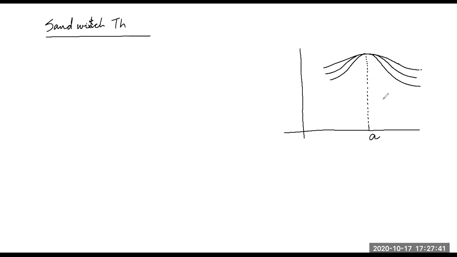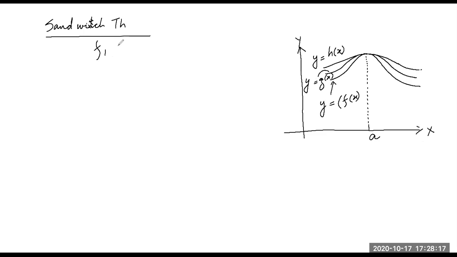They are all converging towards the same value. So this is my y is equal to, let's say, h of x. And this function is y is equal to f of x. And this function is y is equal to g of x, in between these two. So how do I define the sandwich theorem?